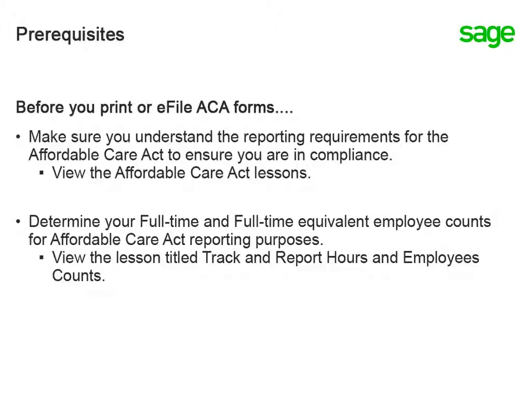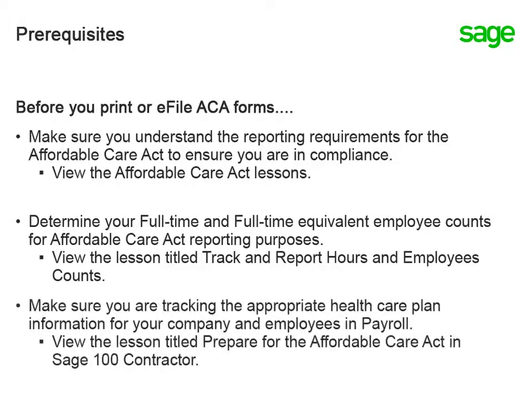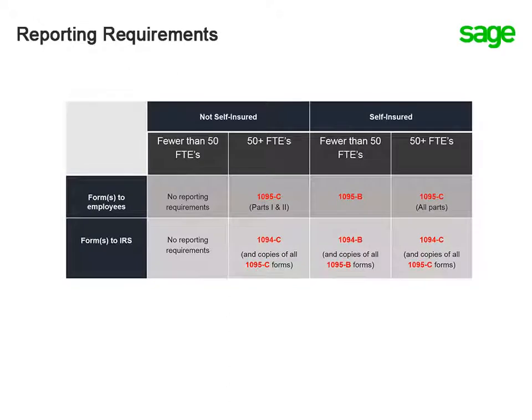And once you know what your full-time and full-time equivalent counts are and which forms you will be required to submit, you will want to make sure that you're tracking the appropriate information in payroll so that when you're ready to prepare the forms, all the necessary information will be included. This chart provides at a glance the Affordable Care Act forms and information that must be provided to the employees and to the IRS at the end of the year.